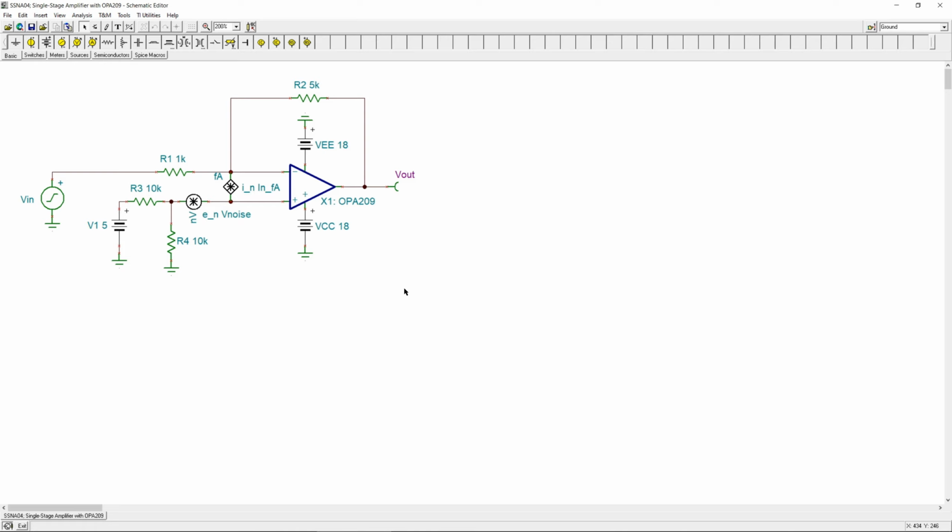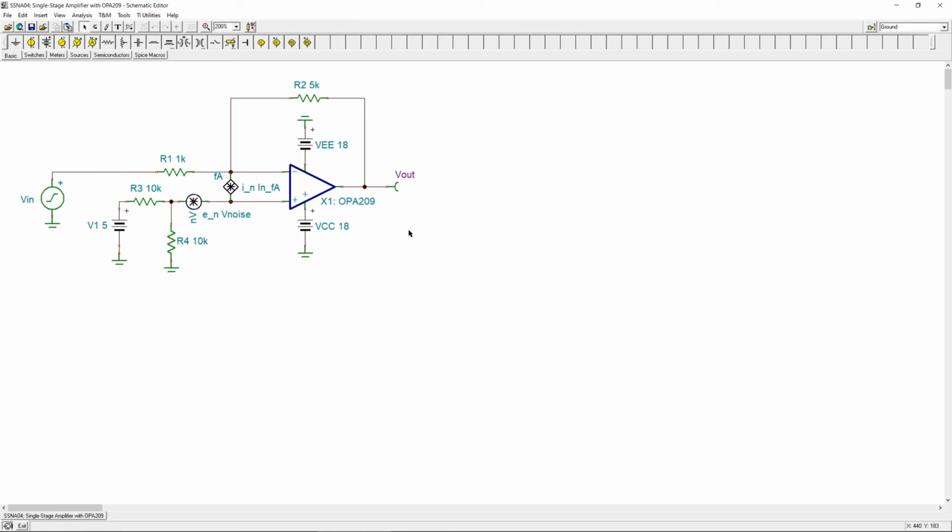So we are in our SPICE simulator. This is our circuit. I have already prepared the circuit for you. We have the 4 resistors, the battery, and our input AC voltage. We have the 2 noise sources for this op-amp and the op-amp itself and the power supplies, and we have the output measuring point here.